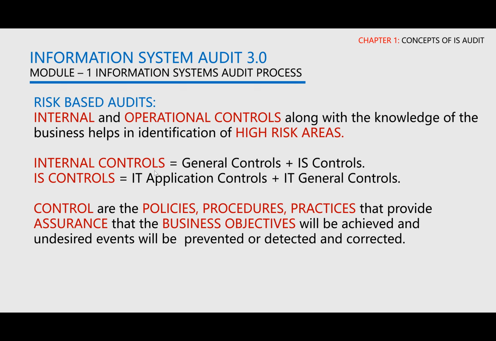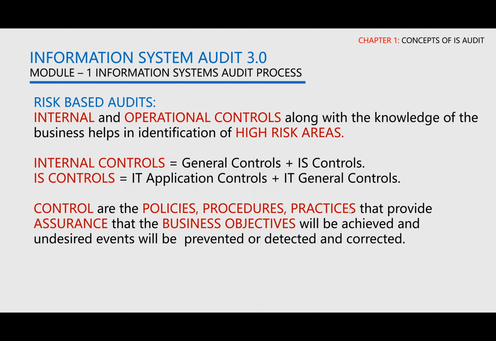If you talk about internal controls, the definition given in the study material says it is general controls plus the IS control. Now, general control means, for instance, if I'm entering a room, there is a gate and a guard sitting there. The guard looks at me, remembers me and authorizes me. Plus the IS control, information system control, means I need to use my biometric card to ensure that I am being permitted inside. IS controls are basically IT application control plus IT general control.